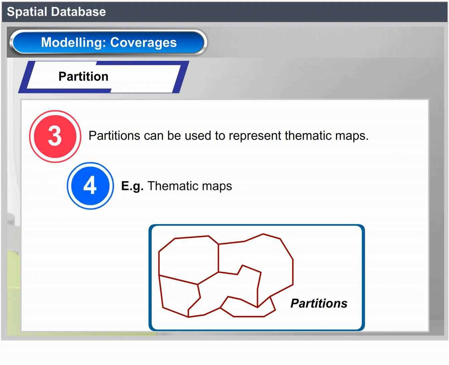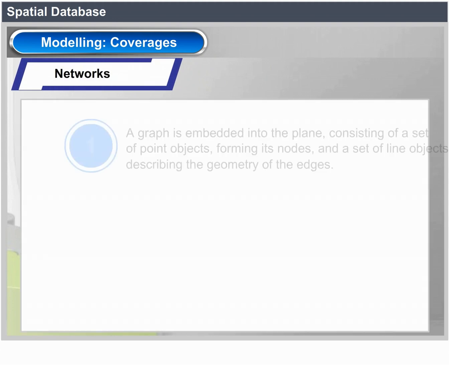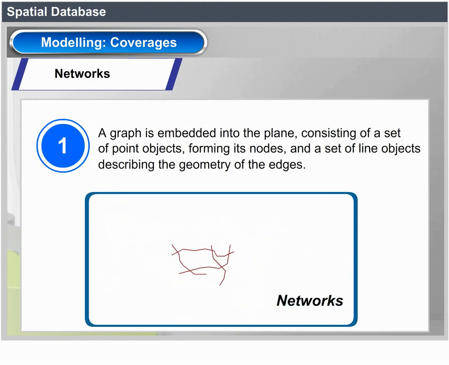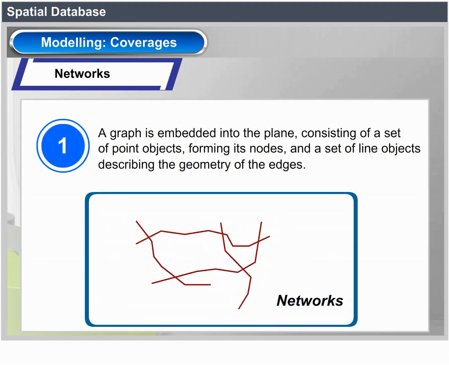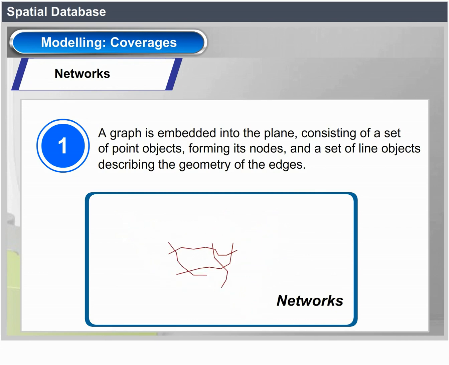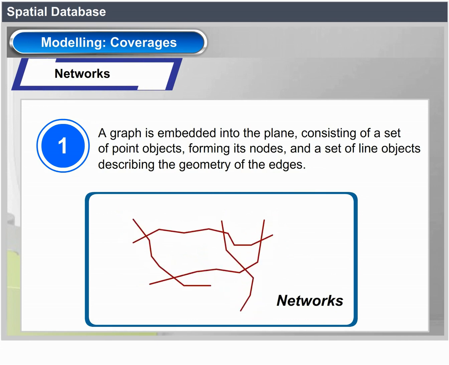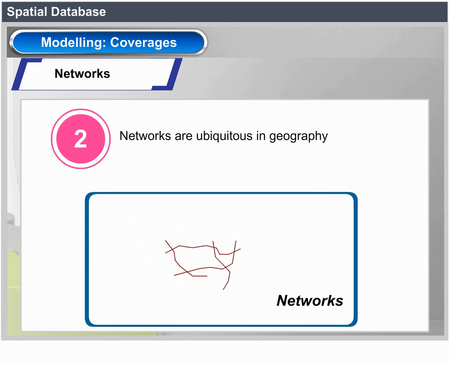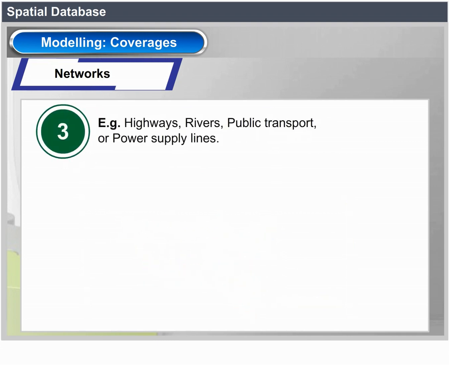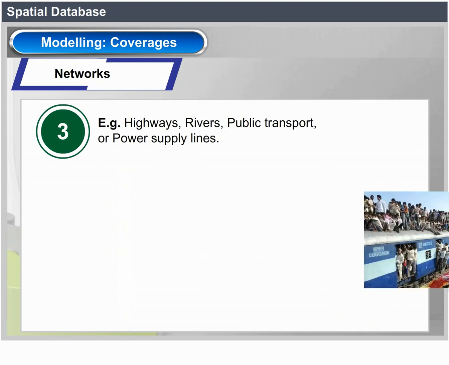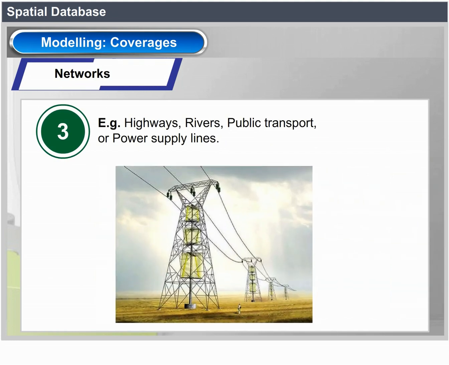Networks. A graph embedded into the plane consisting of a set of point objects, forming its nodes, and a set of line objects describing the geometry of the edges. Networks are ubiquitous in geography. For example, highways, rivers, public transport, or power supply lines. The figure shows partitions and networks.